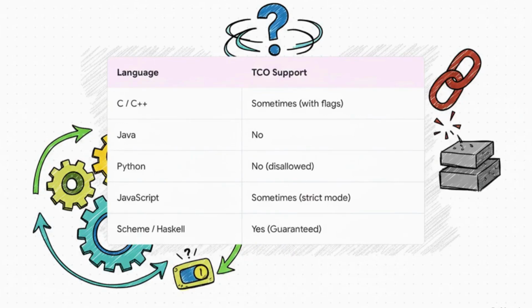For functional languages like Scheme and Haskell, absolutely. Yes, it's guaranteed. It's a core feature. For C and C++, yeah, usually, especially if you turn on the optimization flags. But, and this is a big one, for languages like Java and Python, the answer is no. They explicitly do not support TCO. So even the most perfectly written tail recursive function will still build up the stack and eventually overflow.